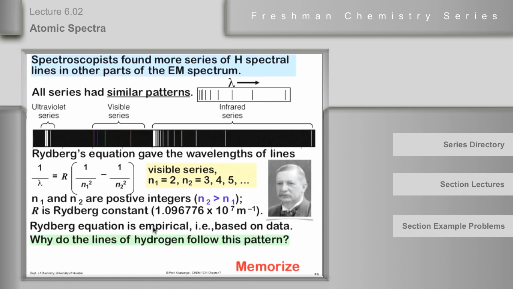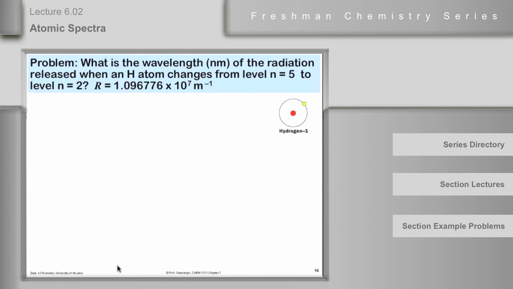As good as this is, it does not tell us why the lines of hydrogen follow this pattern. And Rutherford's model didn't even predict there would be line spectra, so it's of no use to us at all. So some additional effort is required for us to understand this. And the first person who got credit for this, I'm going to do this example, and then I'll tell you about Niels Bohr.